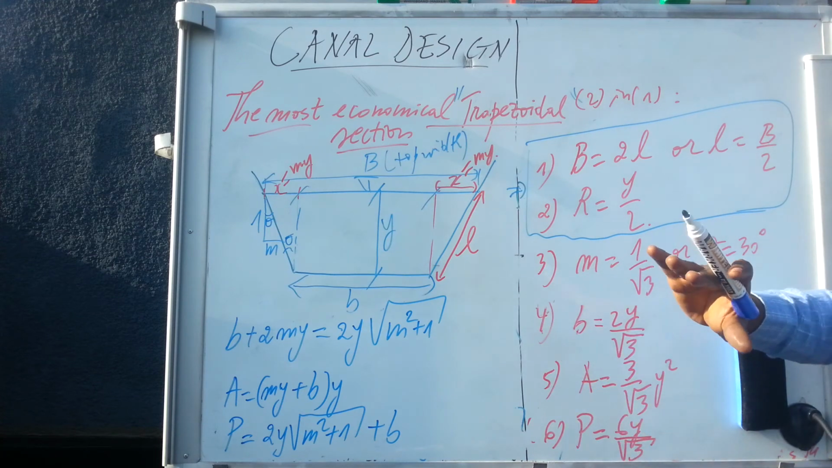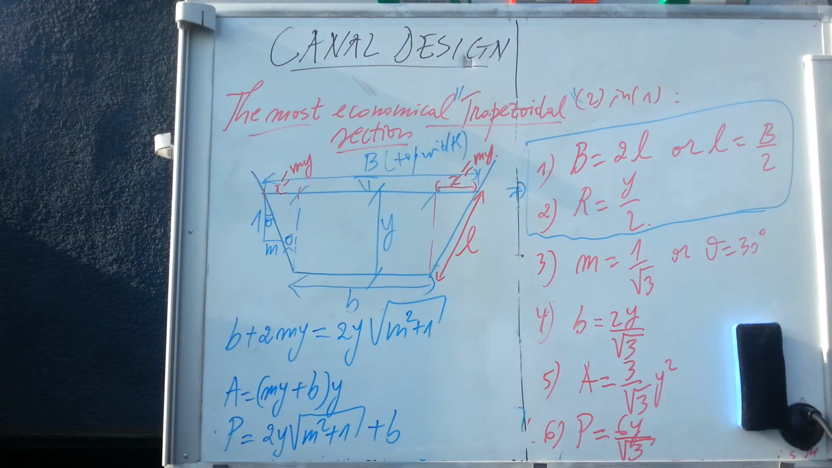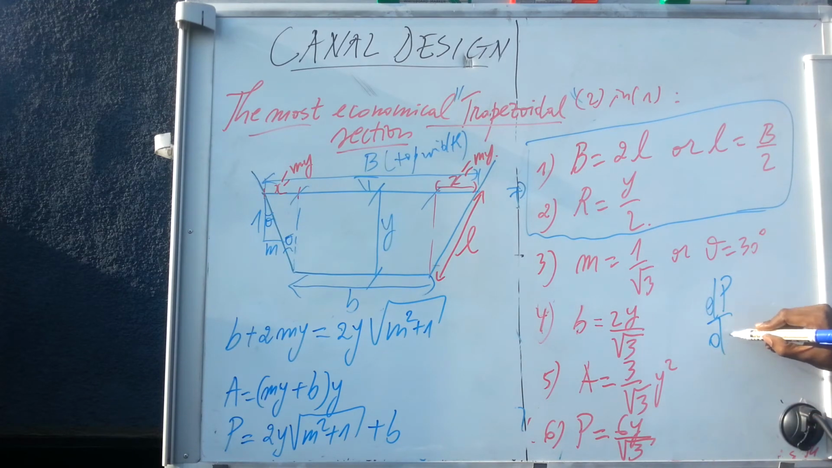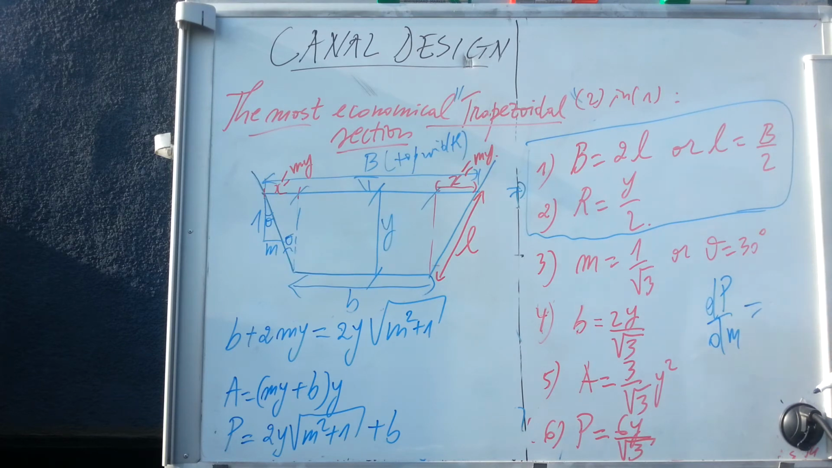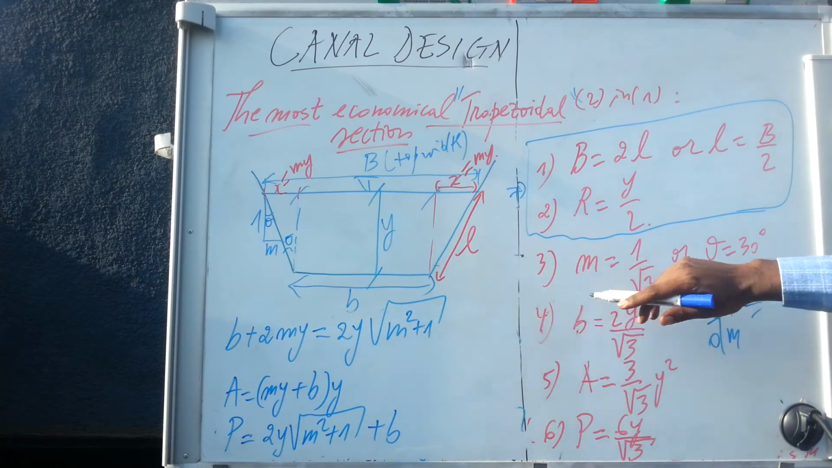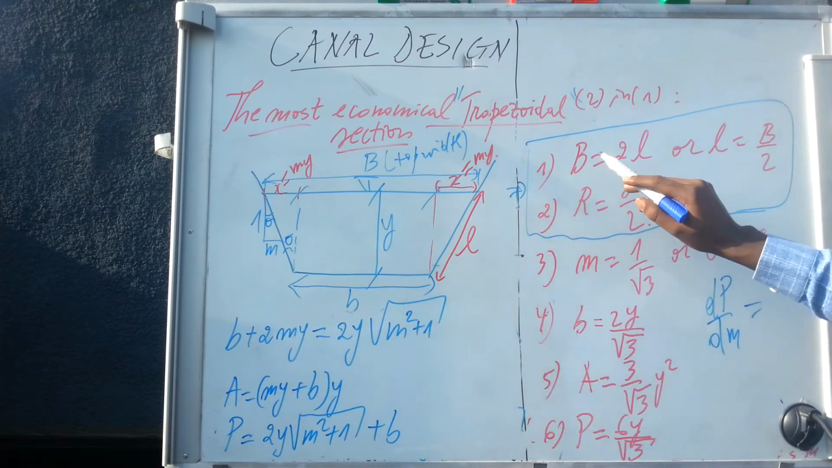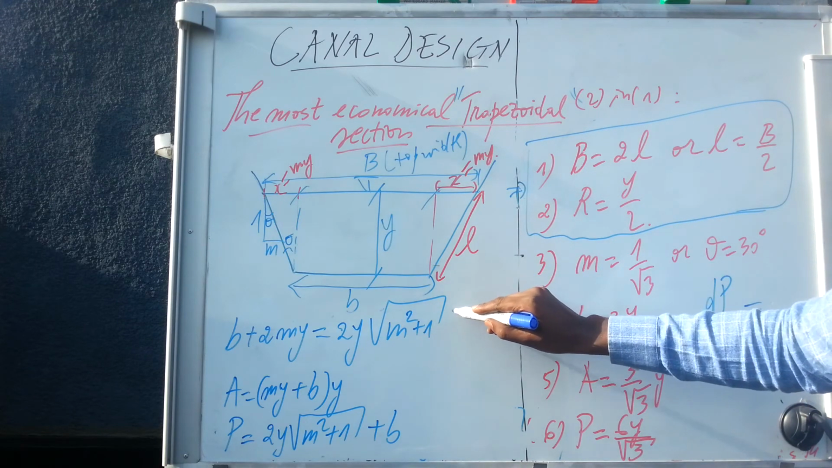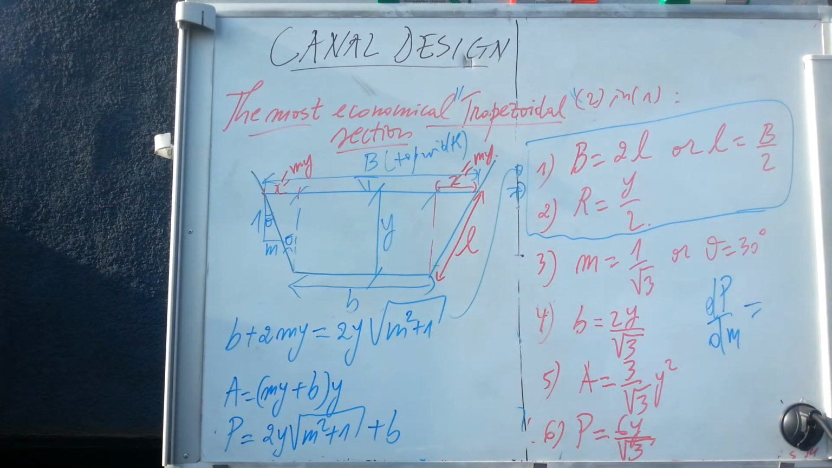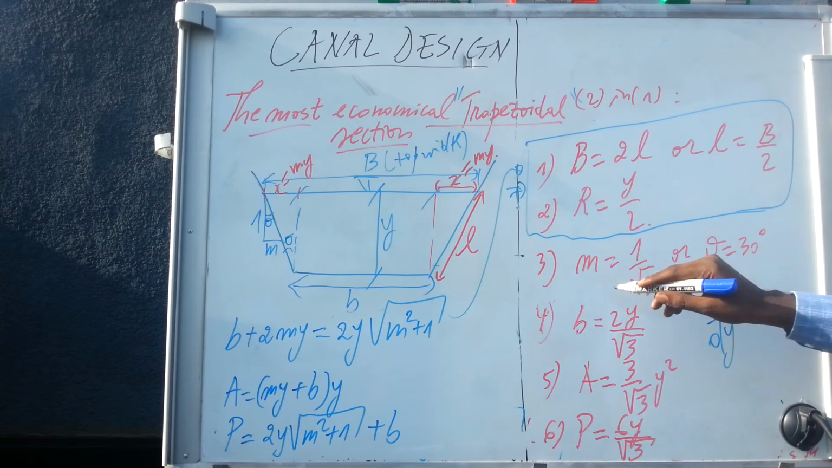First of all, to get the most economical side slope or angle, you have to take the derivative of P with respect to m, like what we did previously when we wanted to know the other relation. When you continue, the other relation indicated that B, the top width, is equal to double the sloped side. This one is the same as this. When we derived the perimeter with respect to water depth and equalized it with 0, we ended up with this relation.